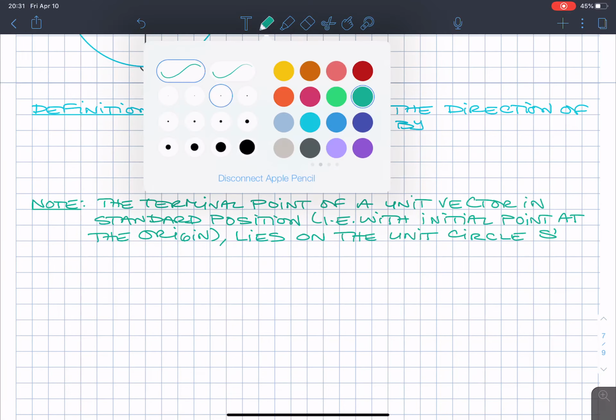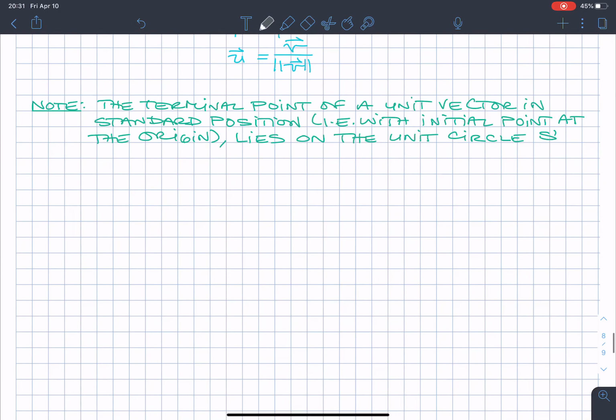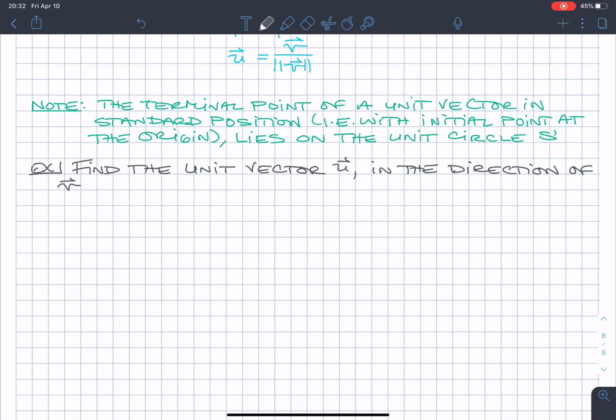Okay, so I think we can finally do our last 3 examples. So for example, let's find the unit vector in the direction of v. So find the unit vector u in the direction of v for the following.